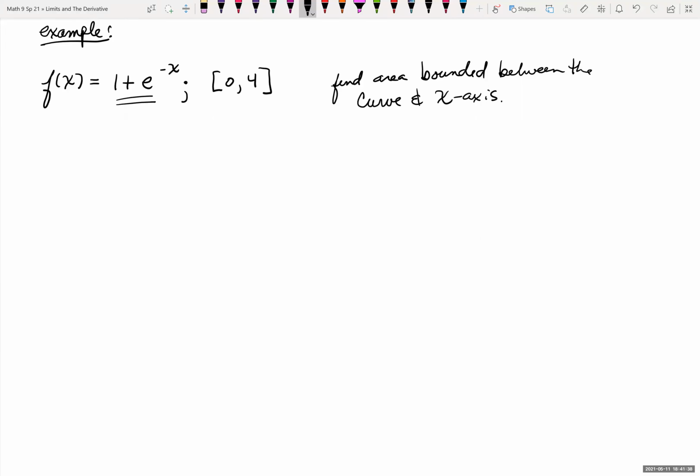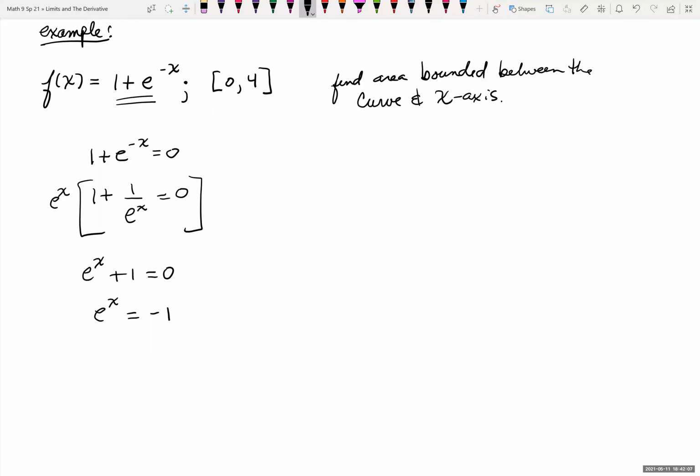But if we looked at this and we didn't know that, we could set 1 plus e to the negative x equal to 0. And so looking at this, let's just rewrite e to the negative x. That's the same thing as 1 over e to the x. If we equal 0, if we multiply both sides by e to the x just to clear our fraction, we get e to the x plus 1 equals 0. And e to the x, if I subtract 1 on both sides, equals negative 1.